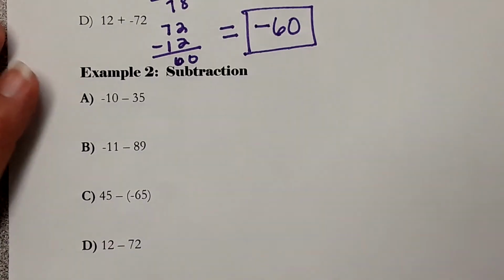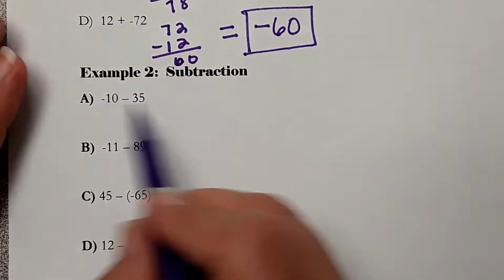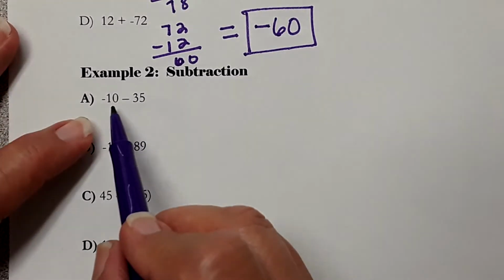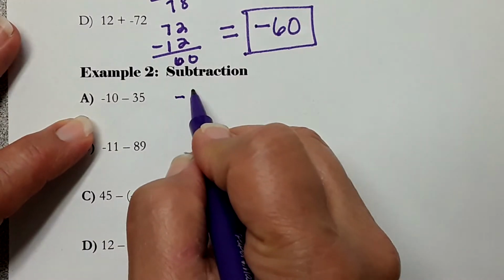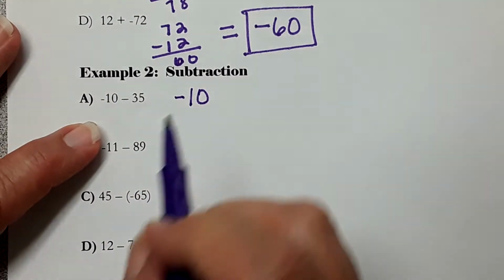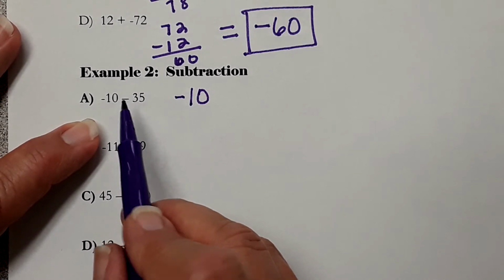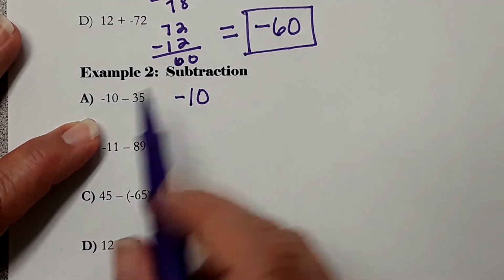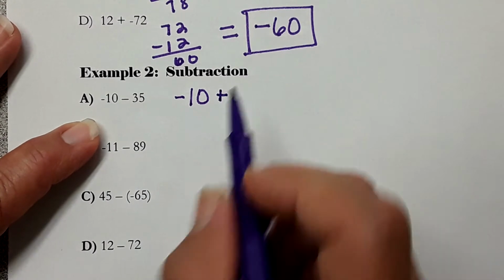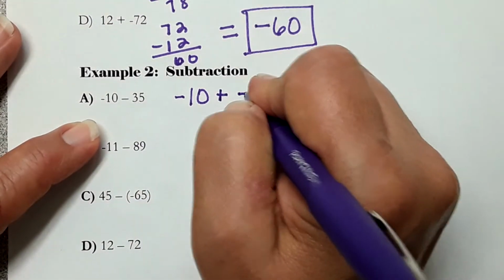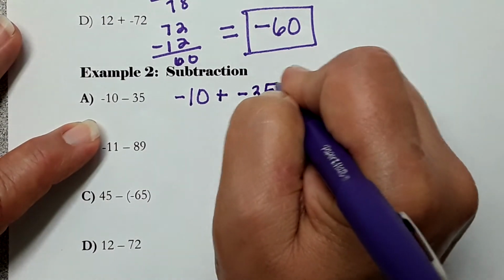Now we're going to do A on subtraction. In subtraction, it says, keep the first number. So I'm going to keep the first number. That first number stays. It says change the subtraction sign. So the subtraction sign is going to change from minus to addition. And then that 35, well, it was positive 35. Now I'm going to make it negative 35.